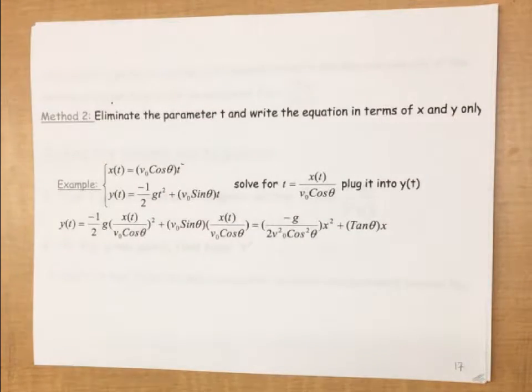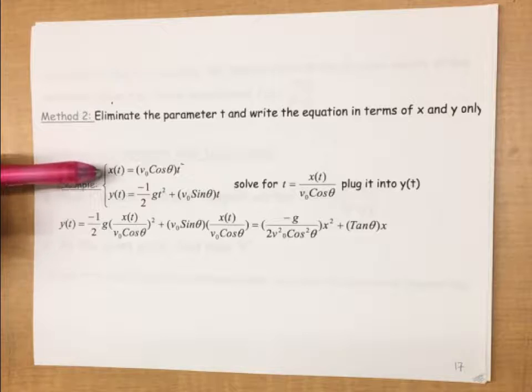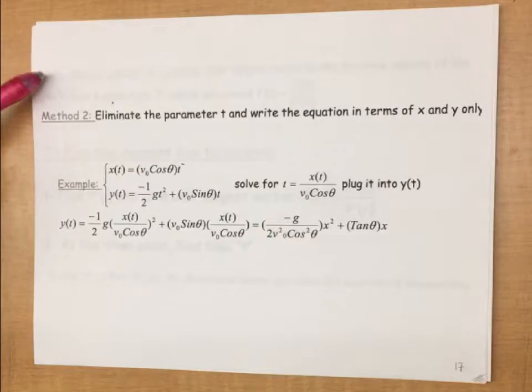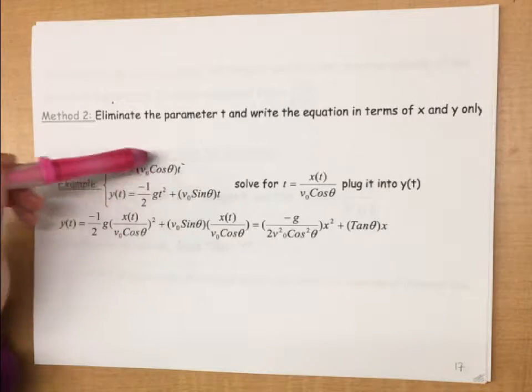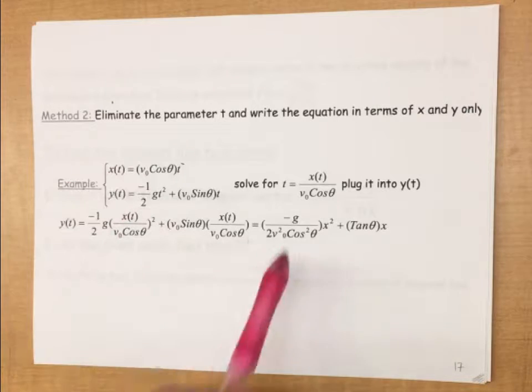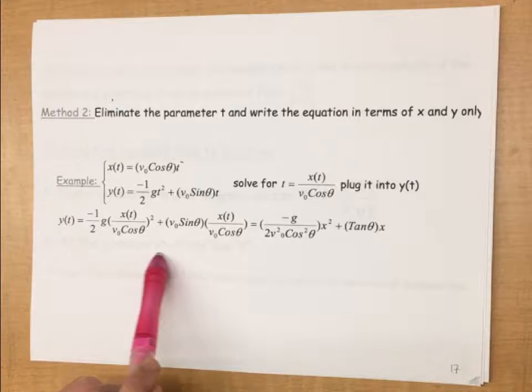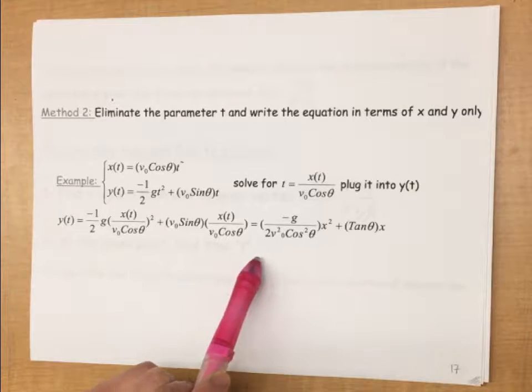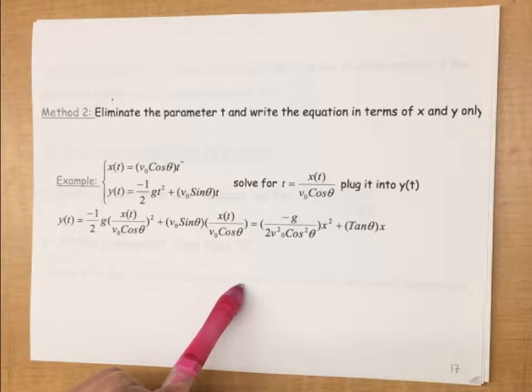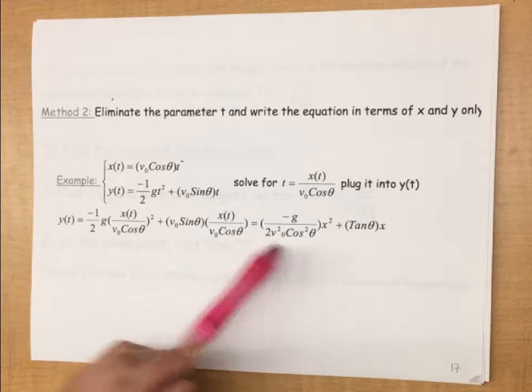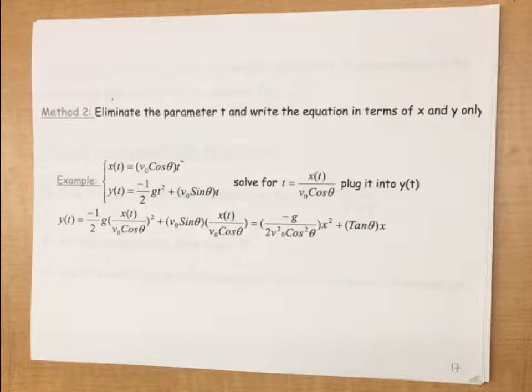And the second method would be to eliminate the parameter t and then write the equation in terms of x and y only. And so we have x and y in terms of t, and so if we bring v naught cosine theta over to x of t, we have t, and then plug it into the y of t equation, and simplified it comes out to negative g over 2 v naught squared cosine squared theta x squared plus tangent theta x.